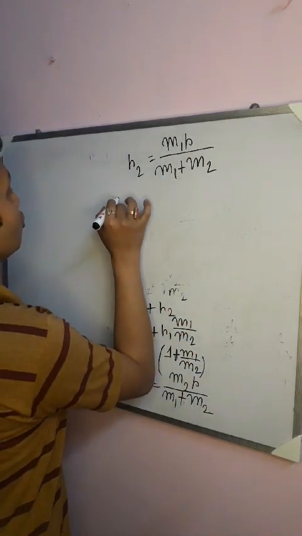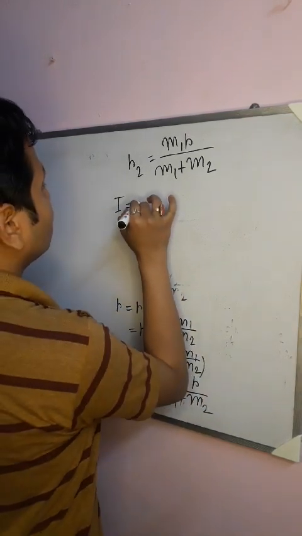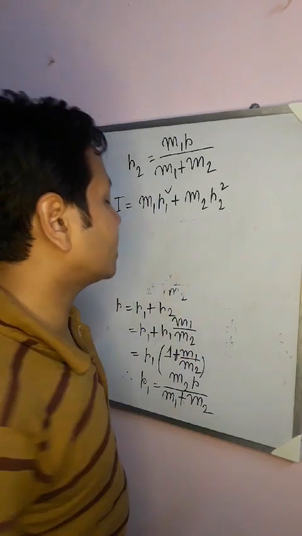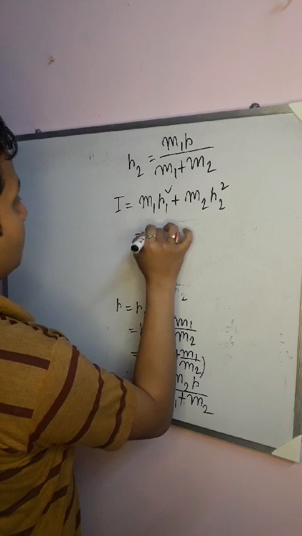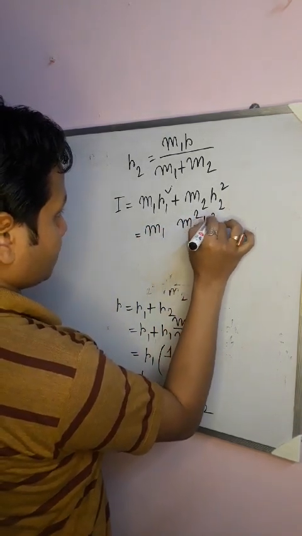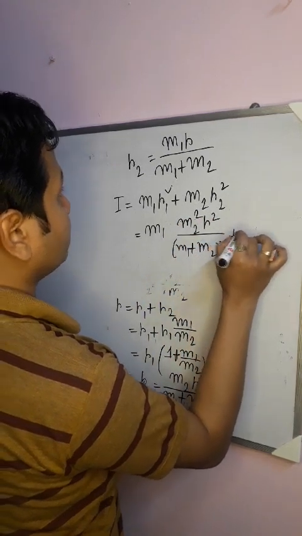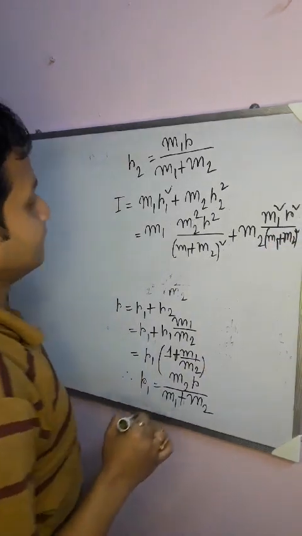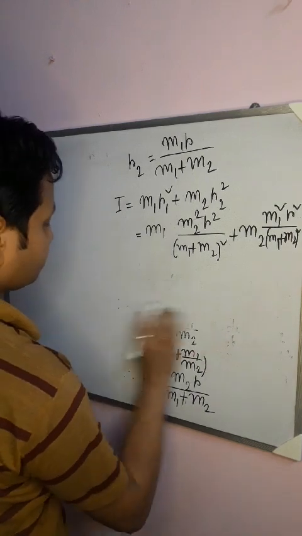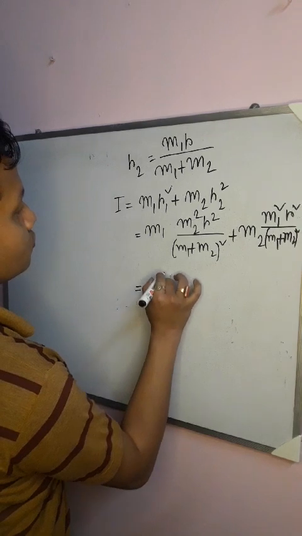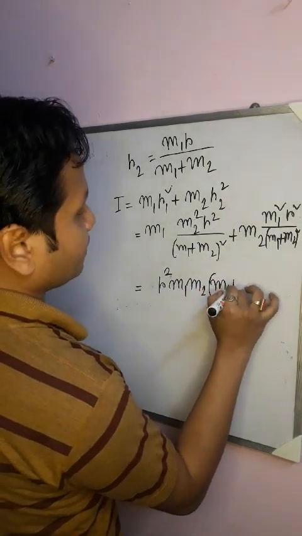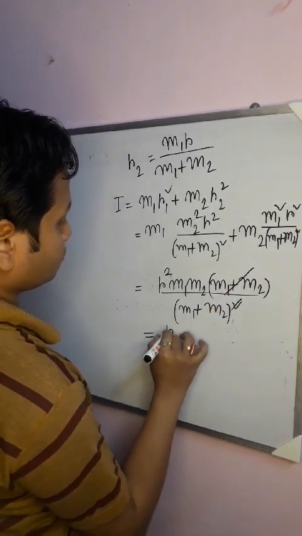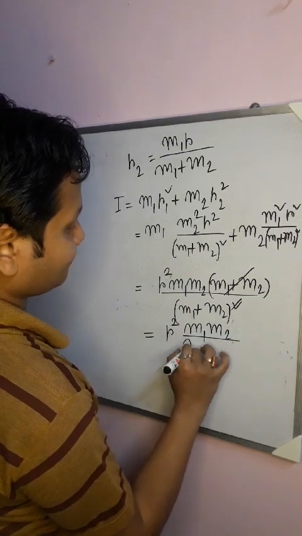So what will be the total moment of inertia of the diatomic molecule about the axis of rotation? m1 r1 square plus m2 r2 square, because we require the values of r1 and r2 in terms of r. Now substitute: m1 into m2 square r square by (m1 plus m2) whole square, plus m2 into m1 square r square by (m1 plus m2) whole square. Now we take r square and m1 m2 common, so that means (m1 plus m2) by (m1 plus m2) whole square. This cancels, so r square into m1 m2 by (m1 plus m2).